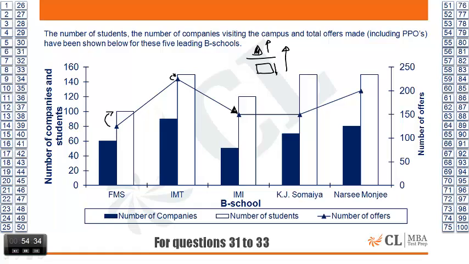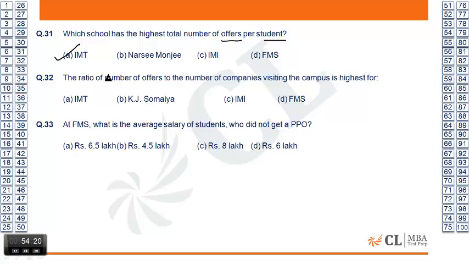Oh, this is very good. This divided by this. This guy is the numerator. So you want that gap to be less. I think this, no? IMT. Yeah, IMT. Okay, let's do that. IMT. Okay. Number of offers to the student. Number of companies visited. Number of offers to number of companies highest.